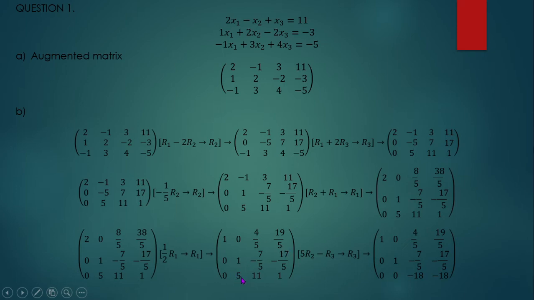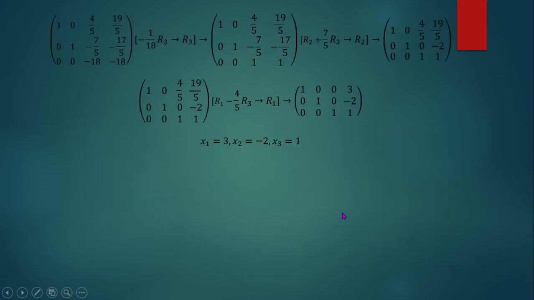And then next, proceed to this. We want to eliminate 5, so it will become 0. So 5 R2 minus R3, substitute into R3. We have 0, 0, -18, -18. Okay. This column is done. So does this one.